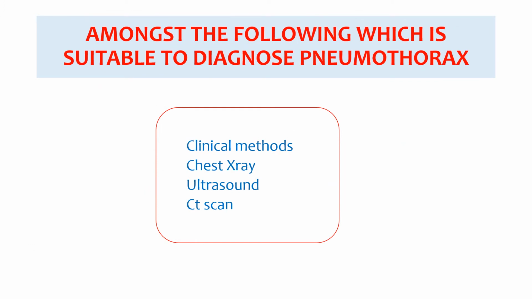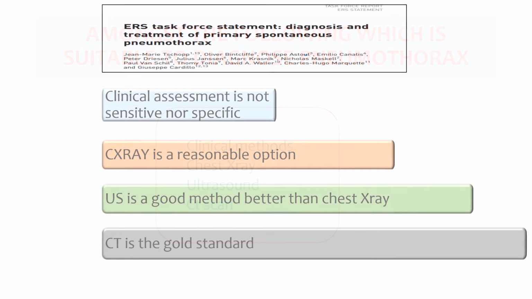Now, out of these methods, let us see what is the best way to diagnose a pneumothorax. Clinical assessment helps, and we should all try to do the clinical assessment. X-ray is a good option and often tells you. Ultrasound, however, is a better method than the chest X-ray, and CT is the gold standard, which always picks up the pneumothorax, differentiates from other conditions, and picks up associated conditions, especially the condition of the underlying lung.